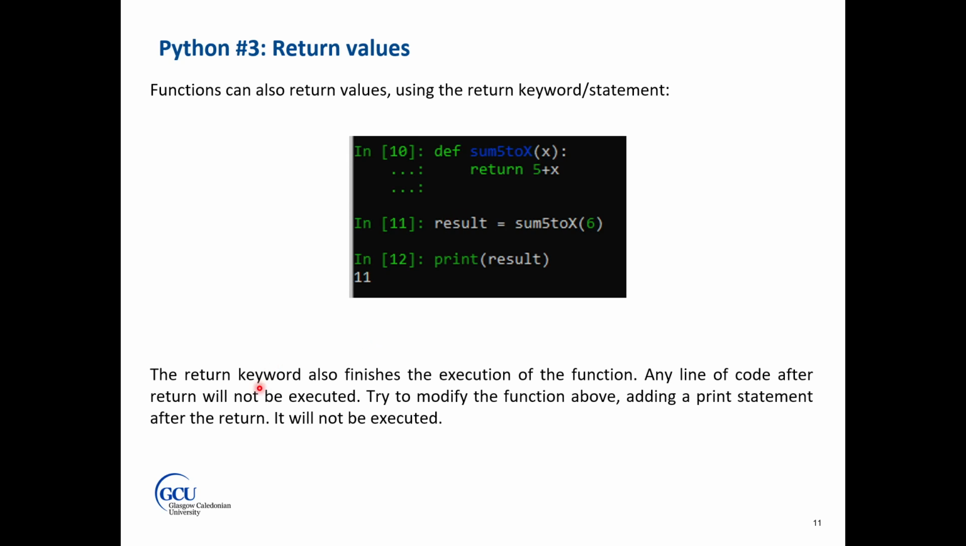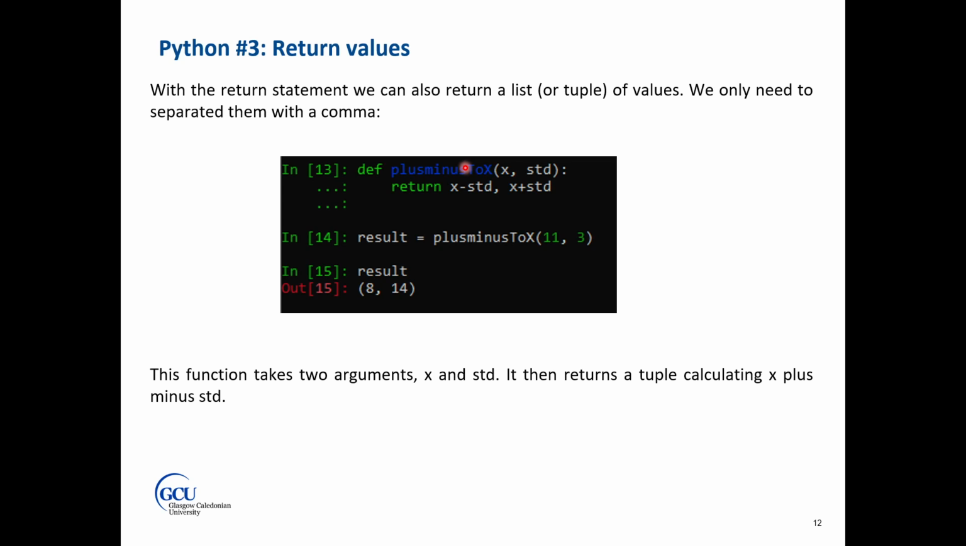Something to have in mind is that once you have the return keyword, it's going to finish the execution of the function. So for example, if I had the line return 5 plus x, and then I had a line which was something like print hello world, that line is never going to be executed. The execution is going to finish at this point. Just remember this if you are debugging your code: after return, nothing is going to be executed. Return can also return more than one value, many of them in what Python calls a tuple.